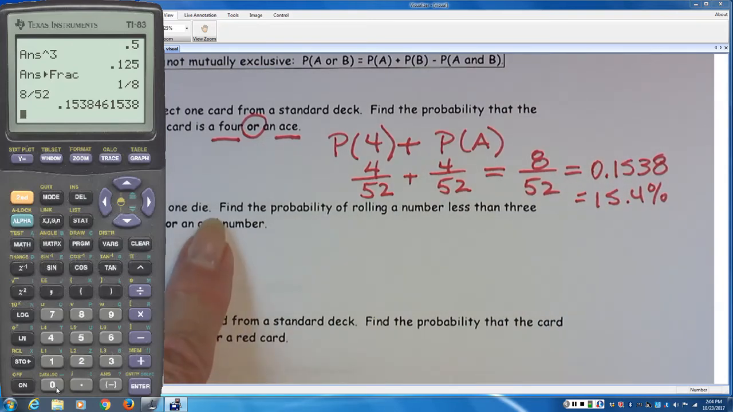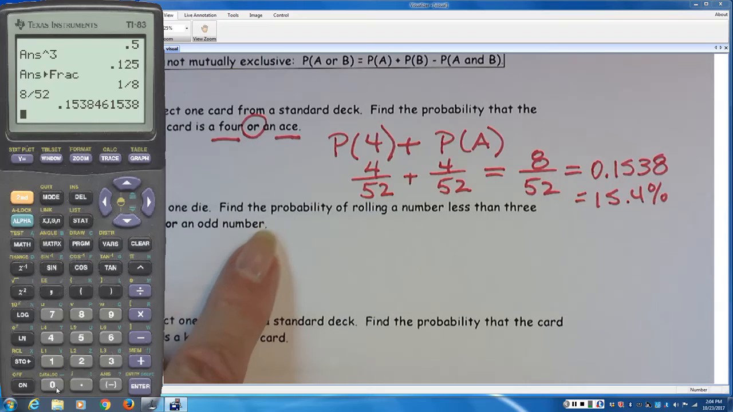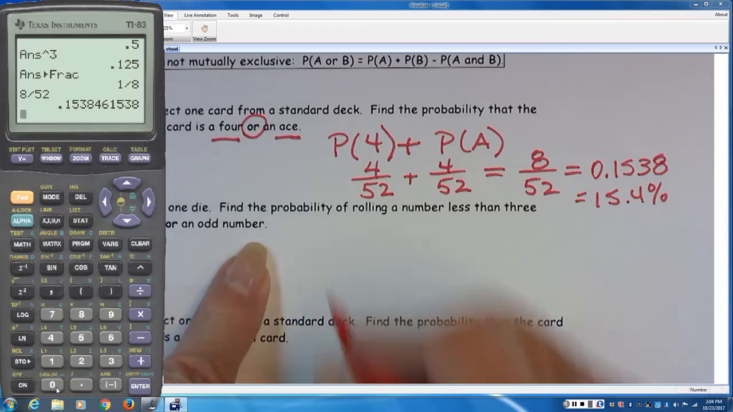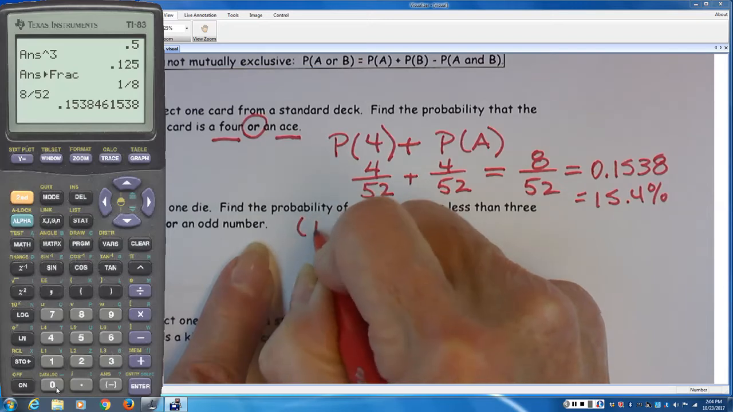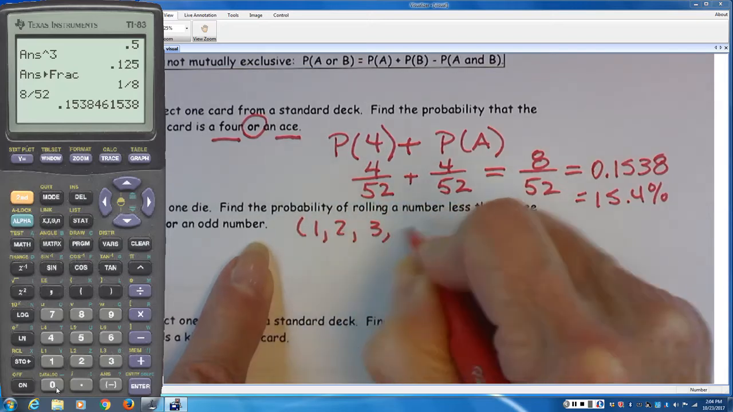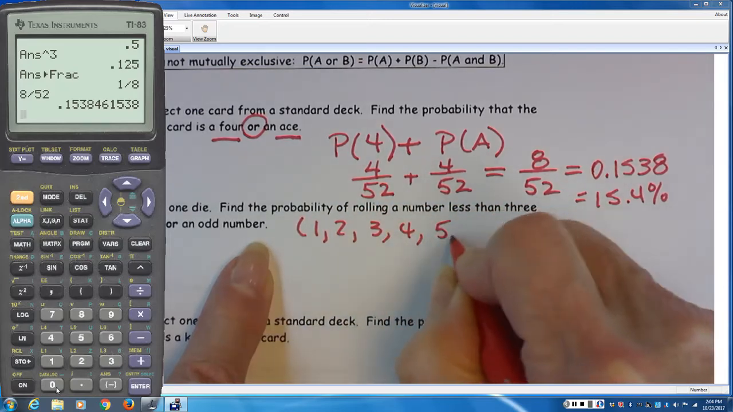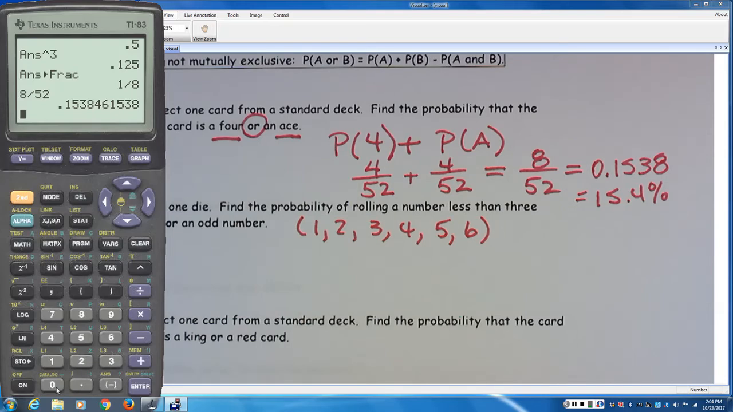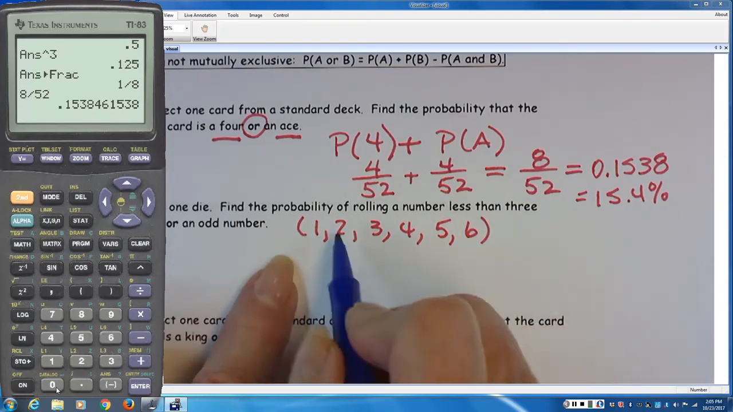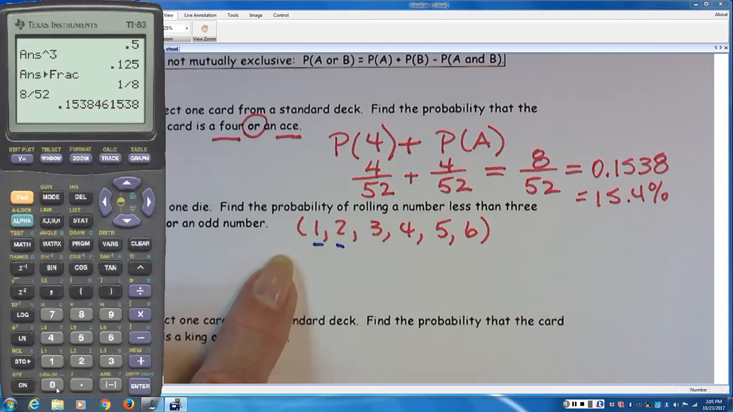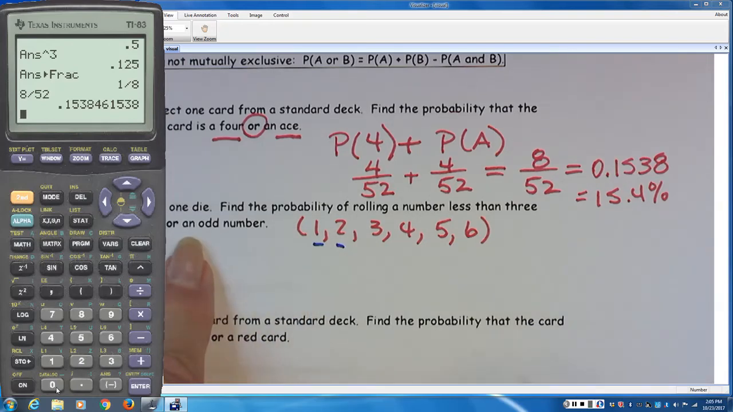You roll one die. What is the probability of rolling a number less than 3 or an odd number? Now don't forget your sample space. This is my favorite thing to do. I always draw pictures. What's the probability of drawing a number less than 3? Okay, that'd be those two. Or an odd number. That would add those to the mix.